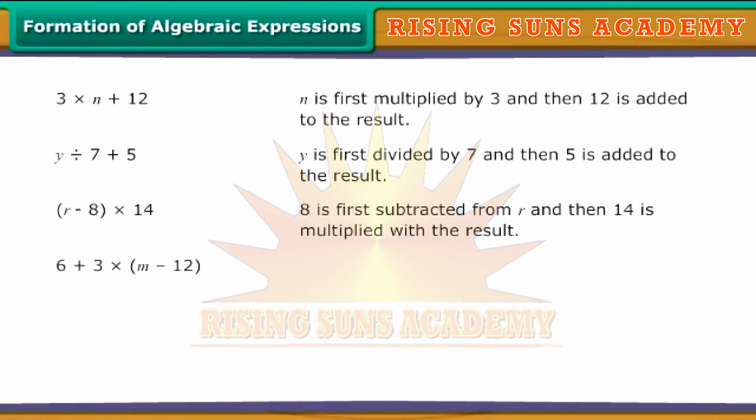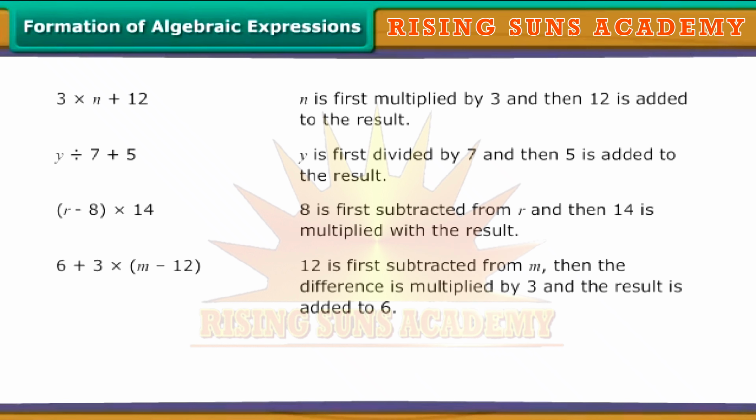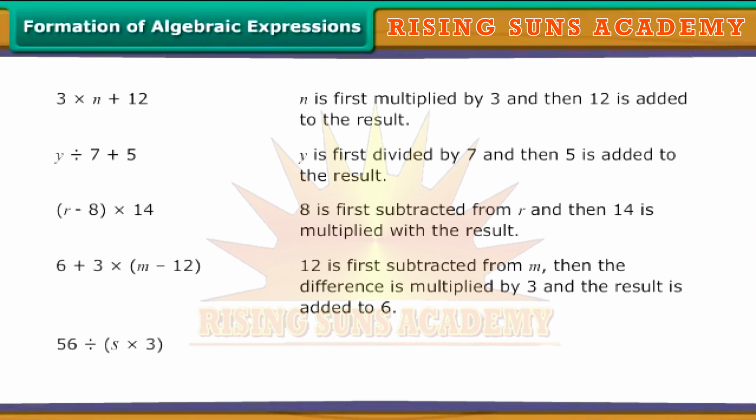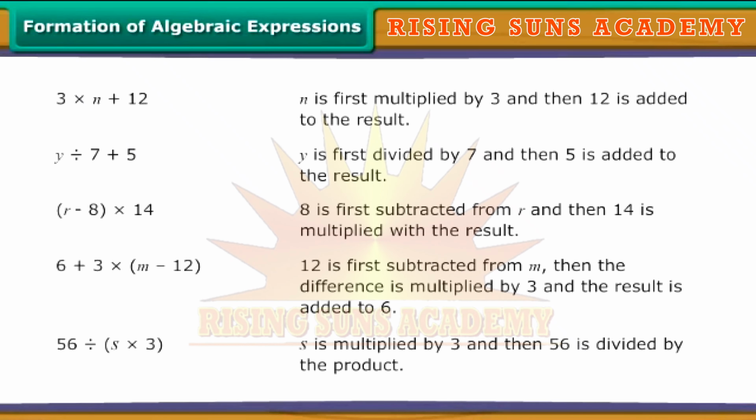6 plus 3 into bracket starts m minus 12 bracket closes. 12 is first subtracted from m, then the difference is multiplied by 3 and the result is added to 6. 56 divided by bracket starts s into 3 bracket closes. S is multiplied by 3 and then 56 is divided by the product.